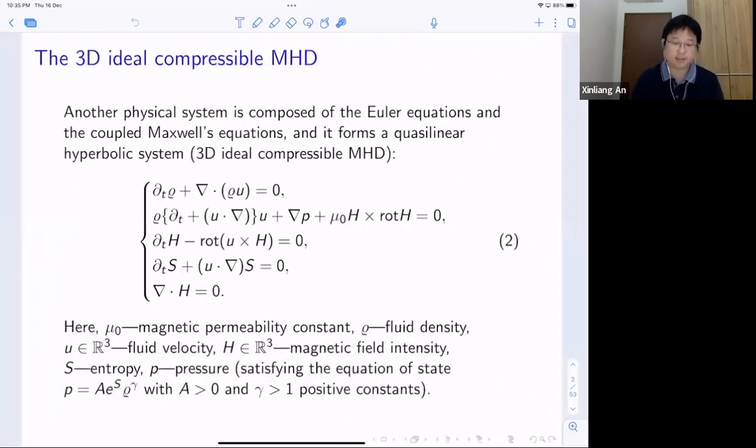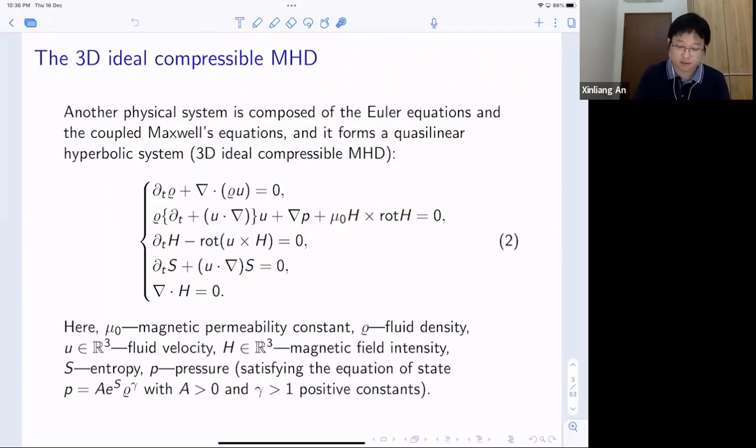The second system we are considering is the 3D ideal compressible MHD. This is also a very physical system. It is composed of the Euler equations coupled with the Maxwell equations, and it also forms a quasilinear hyperbolic system. We can see the Euler equation part, but with the magnetic field, and there is an equation for the entropy. For the magnetic field, we also have divergence of H equal to zero.